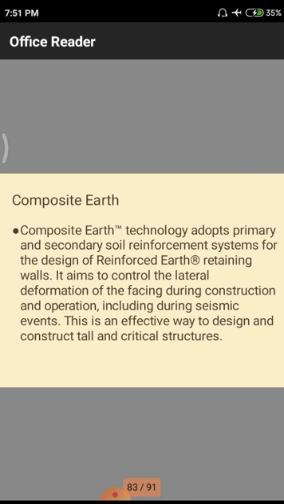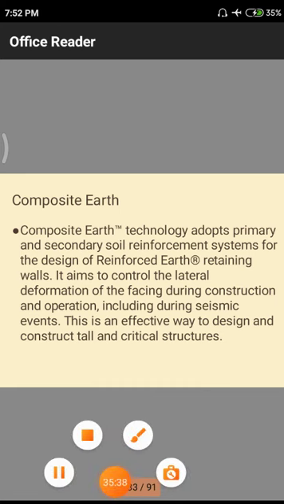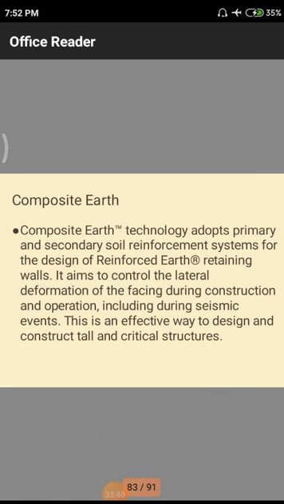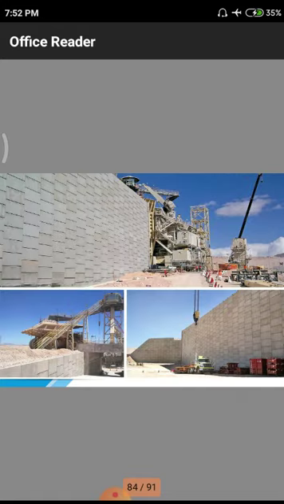In those directions we have deformations due to slopes and other shear forces. They have to face these during construction and operation, including seismic events. Due to seismic events also, we have different deformations. These are an effective way to design and construct tall critical structures. These are structures with a huge amount of height. In those conditions we go for this type of construction.